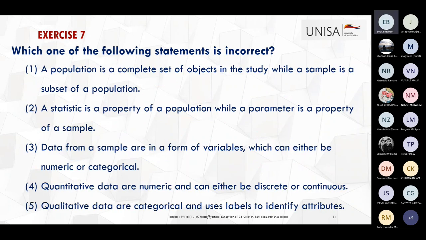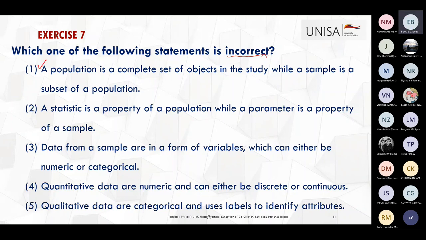Okay, moving to exercise 7. Which one of the following statements is incorrect? So we can also apply a process of elimination. A population is a complete set of objects in the study, while a sample is a subset of a population. We're looking for the incorrect statement. Is this statement correct? Yes. Correct.